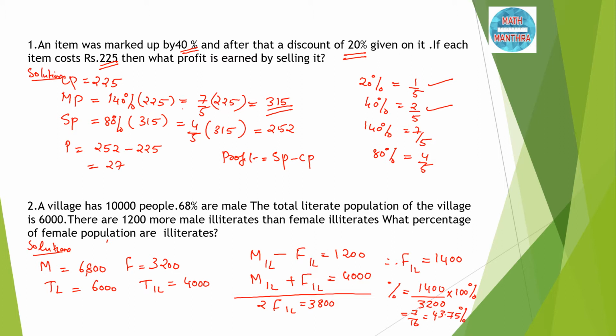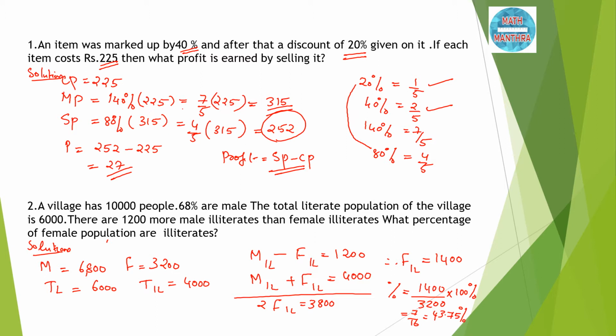So selling price you got it as, again 80% you can convert in terms of 4/5. 20% is 1/5, so 80% will be 4/5. So 4/5 of 315, which gives the value as 252. So that's all. Profit is the question. Profit means how much? Selling price minus cost price. So you have the selling price, you got it as 252 and cost price is 225. Taking the difference, we can find the answer 27.